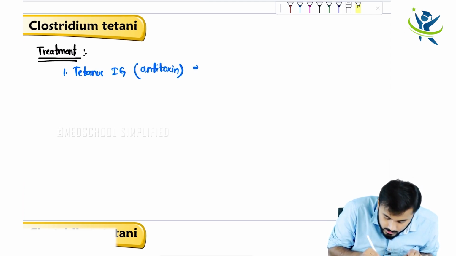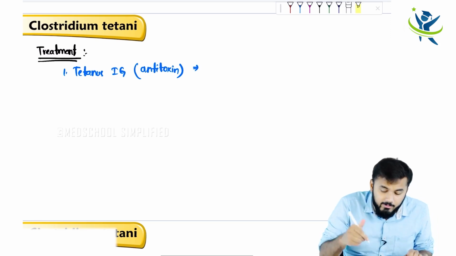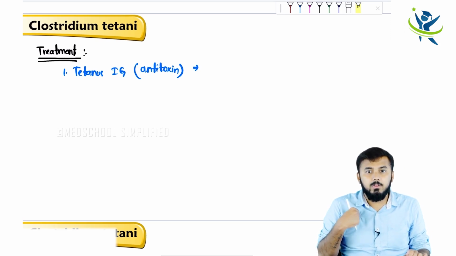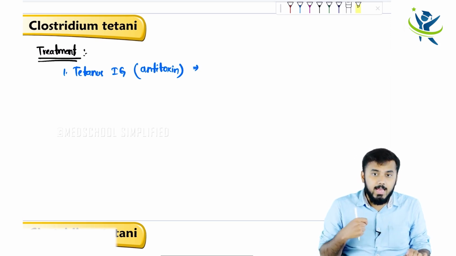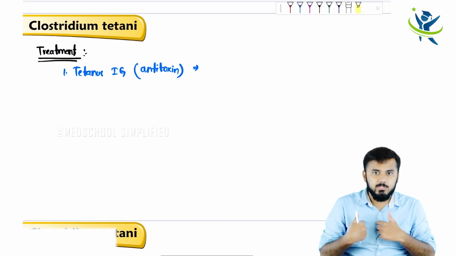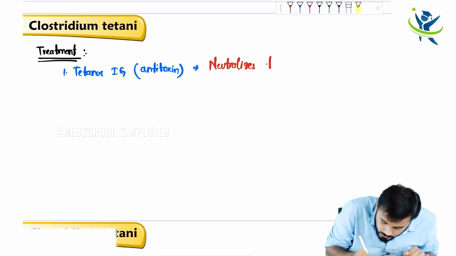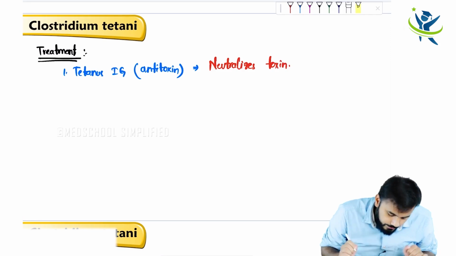What does it do? In our body, I have a toxin now. I am affected with Clostridium tetani. In my body, I have a toxin called tetanospasmin. So if I take tetanus IG, then this tetanus IG will neutralize that tetanospasmin in my body. So it neutralizes the toxin that is located in my body.